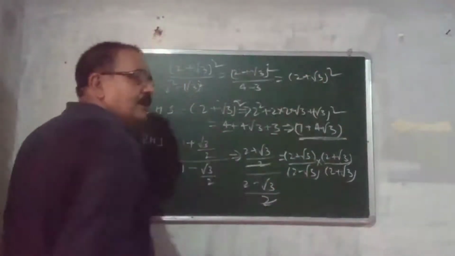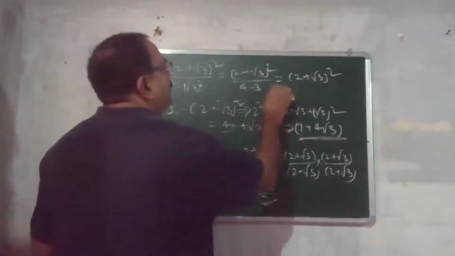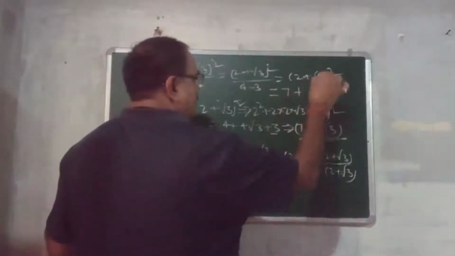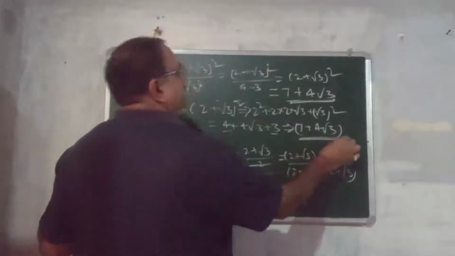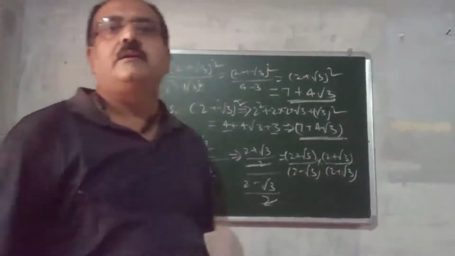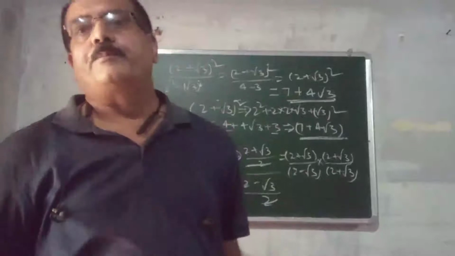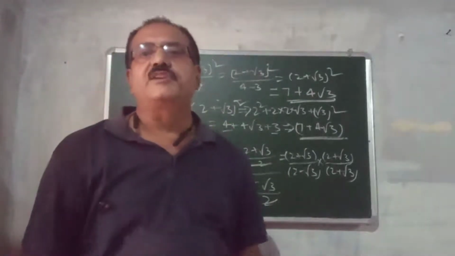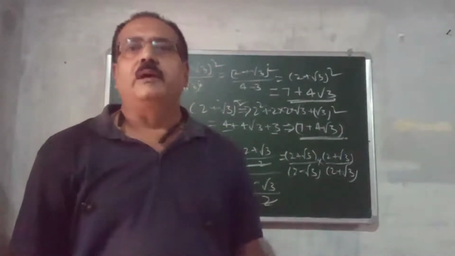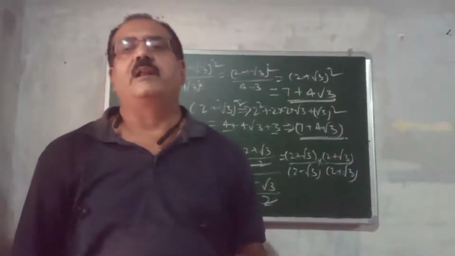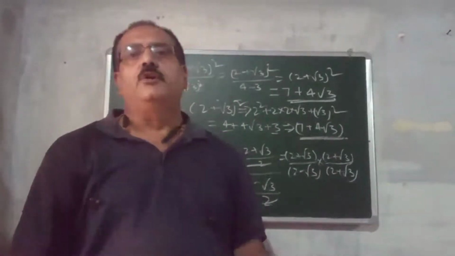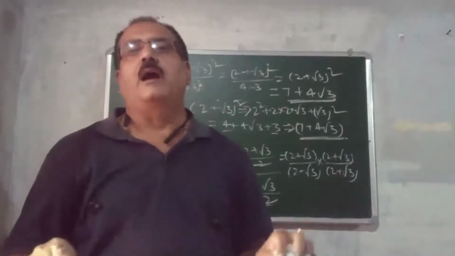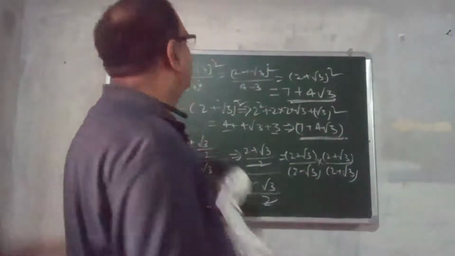On expanding (a plus b) whole square, what result will we get? 7 plus 4 root 3. See here, this is RHS and this is LHS. So both sides have the same value. After putting the value and after simplification, we are getting the same value on the left hand side as well as on the RHS side. So it's very fine. So in this type of question you have to show both sides have the same value.